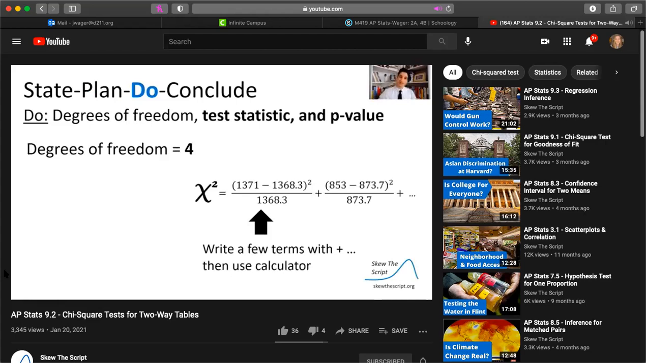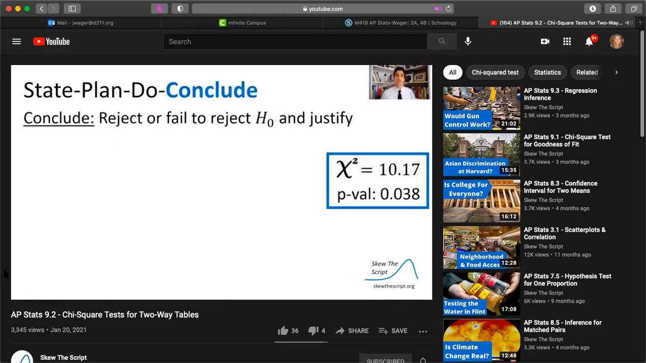Now, in order to show my work, I'm going to write in a couple of the chi-squared terms, (observed minus expected) squared over expected, just to show that I know my work. But then I'm going to plus, dot, dot, dot, and I'm going to write in what my calculator gives me, chi-squared of 10.7 with a p-value of 0.038. It's a small p-value. So let's conclude.